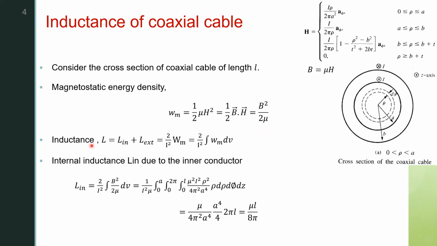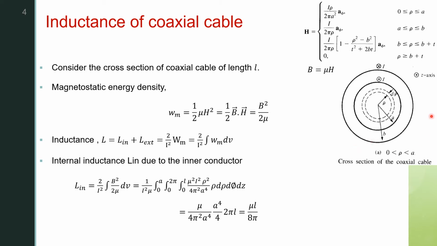So the inductance of a coaxial cable, the total inductance, is the summation of the inductance because of the inner conductor and the inductance between the inner conductor and external conductor. So the total inductance of a coaxial cable is the internal inductance that is due to the inner conductor and the external inductance that is between the inner conductor and external conductor. So here we will be doing it as two parts.